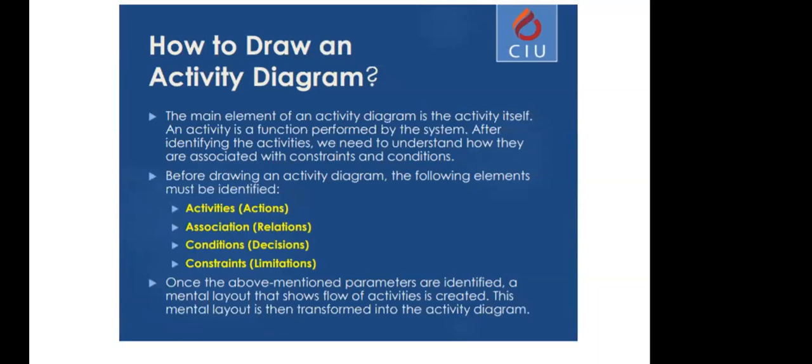So basically, an activity is something that happens when data flows into the activity diagram. And the outcome of these can be the associations, conditions, or constraints. Once the above parameters are identified, a mental layout can be drawn and you can start forming the activity diagram.